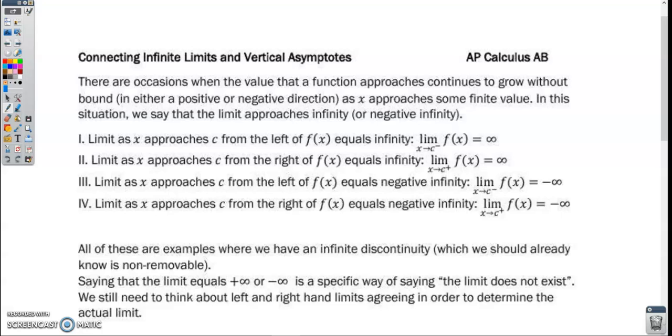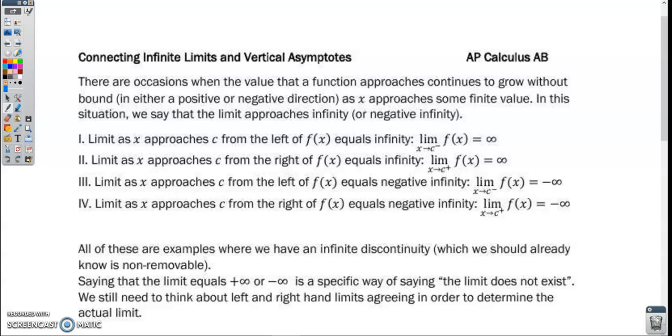Alright everybody, welcome back. In this video we are going to look at material related to section 1.4 of Unit 1 for AP Calculus, connecting infinite limits and vertical asymptotes. A little bit of narrative here to kind of set us on the path.